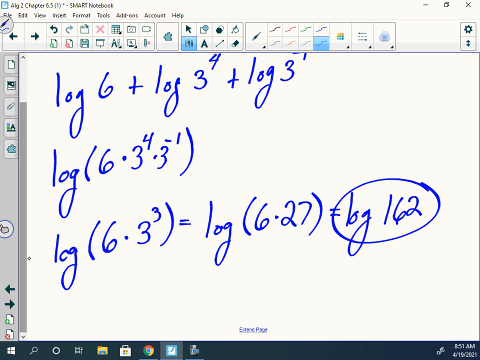162. Now, really, we could have typed into the calculator 6 times 3 to the third, and it would have given us our answer. Either one of them would work. We don't have to just work it out this way.